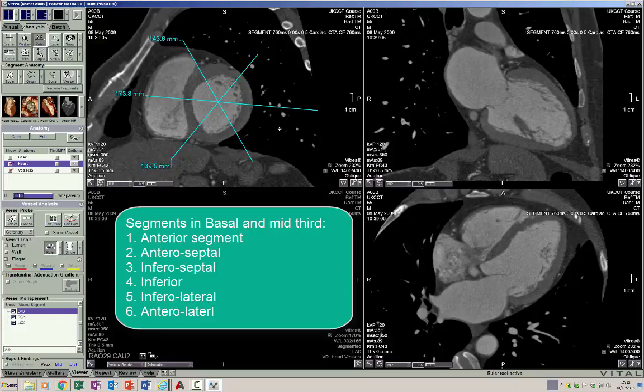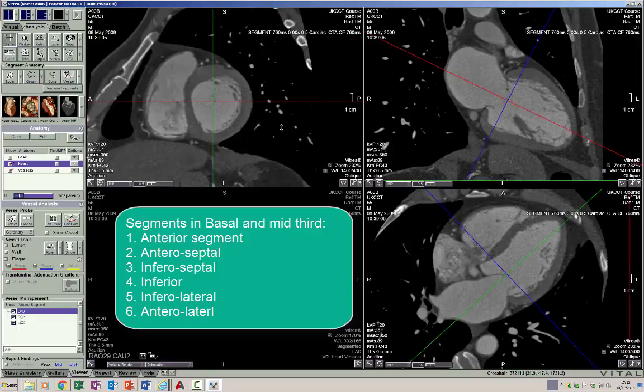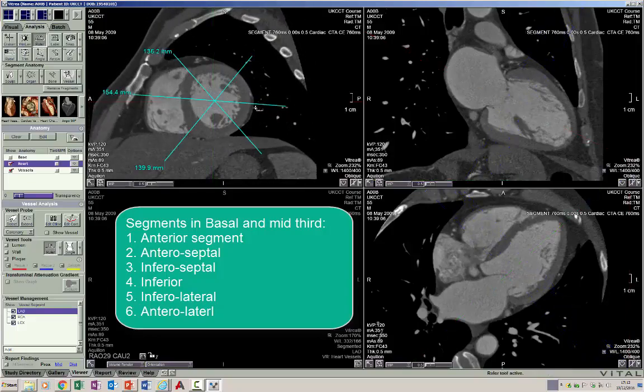Now a similar division into 6 segments is done in the middle third as well. These segments are the mid anterior wall, mid anterior septum, mid inferior septum, mid inferior wall, mid inferolateral wall, and the mid anterolateral segment. So again, we have the 6 segments in the mid third.